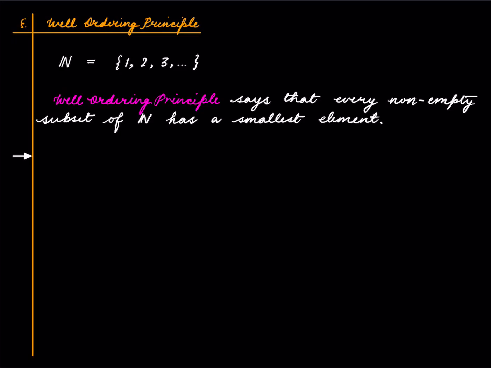Okay, so start with the set of natural numbers. The natural numbers are 1, 2, 3, and so on. We do not include 0 in the set of natural numbers. When we include 0, it's called the set of whole numbers. So the well ordering principle says that every non-empty subset of natural numbers has a smallest element.